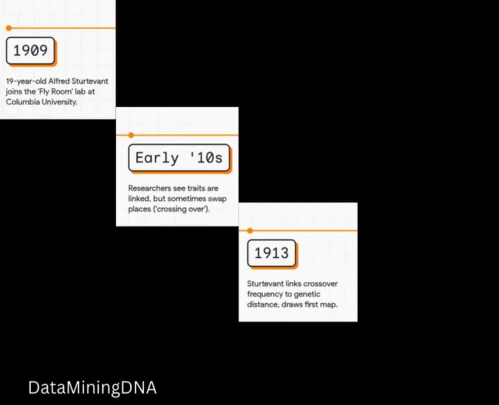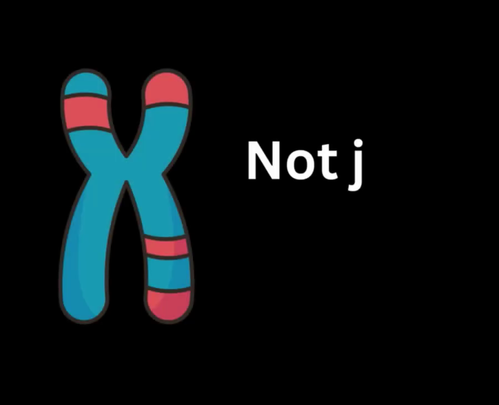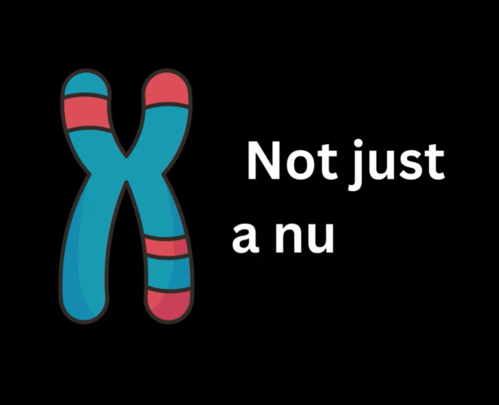Alfred drew the world's first genetic map, and he needed a unit of measurement, which is now our centimorgan. You may be wondering why it's not the Alfred. His professor was Thomas Hunt Morgan. So now we know what a centimorgan is and where it came from, but the importance isn't about the total number or size. It's not just about how much DNA you share with someone, it's how you share it.